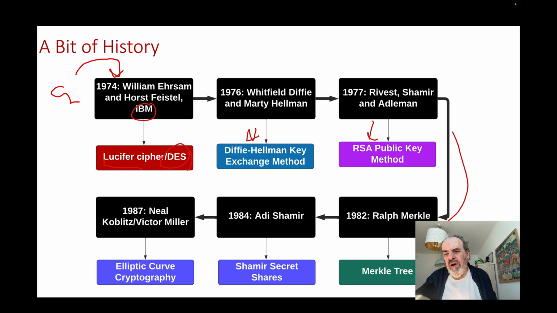In 1992, Ralph Merkle came up with the Merkle tree. The Merkle tree is used in blockchain applications these days. And then in 1984, Adi Shamir came up with the principle of Shamir secret shares. And then around 1987, Neal Koblitz and Victor Miller came up with the concept of elliptic curve cryptography. So we'll be covering some of these areas within this presentation, such as the Diffie-Hellman method, the RSA method, elliptic curve cryptography.